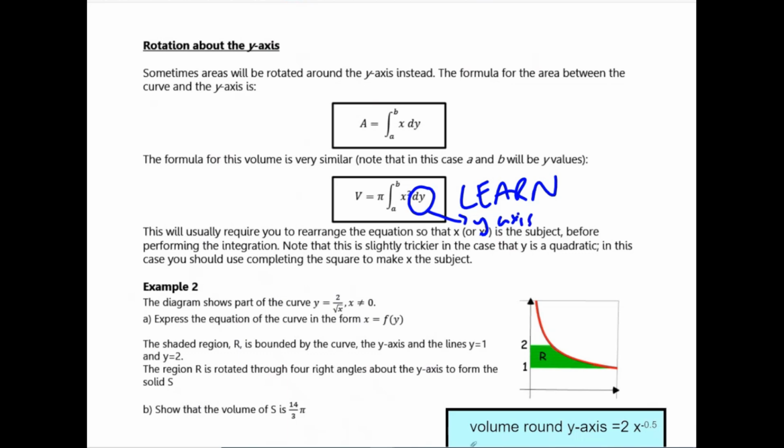When we're rotating around the x-axis, you needed x values for your limits. When you're rotating around the y-axis, you need y values for your limits. Usually you'll have to rearrange your equation to make x or x squared the subject before you do the integration. If you need to make x a subject of a quadratic, you'll usually be required to complete the square. That doesn't come up all that often.